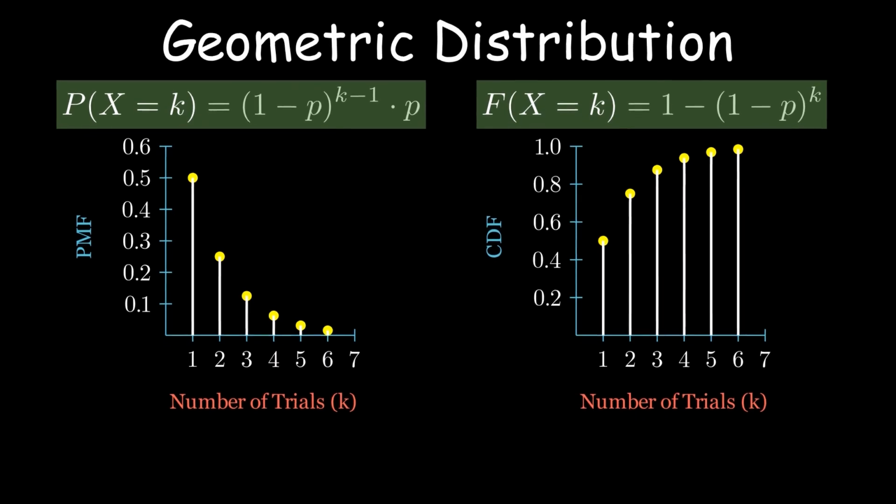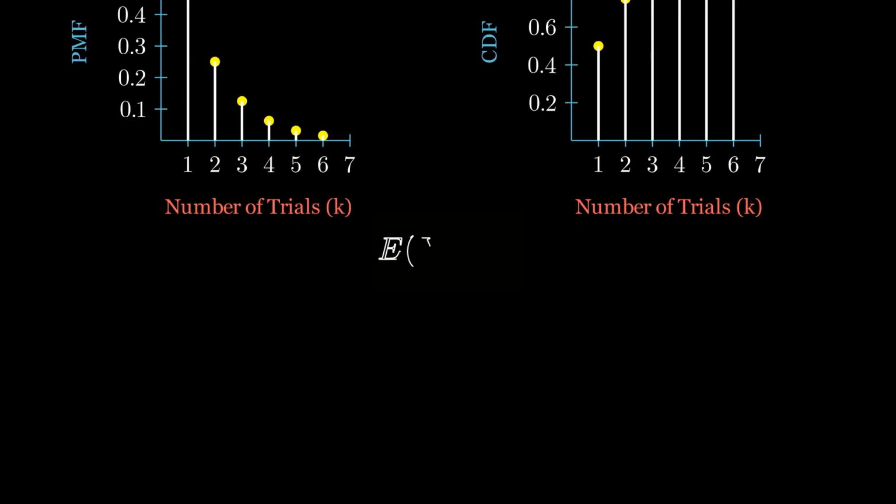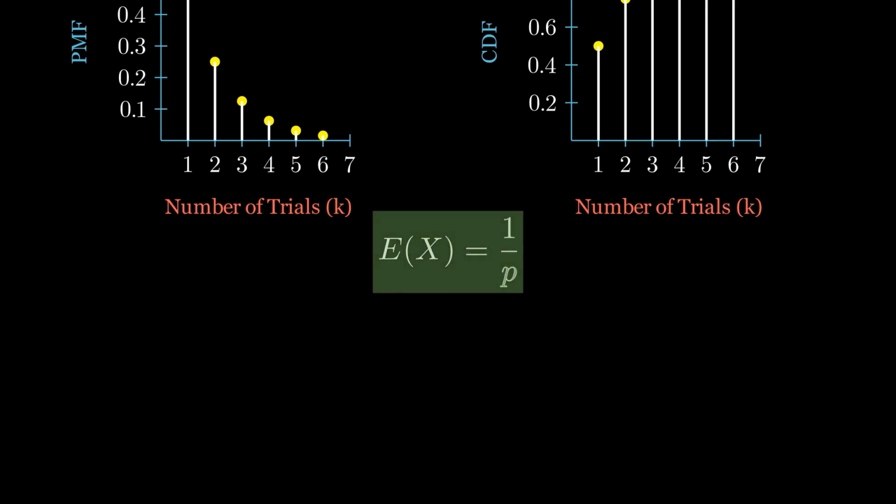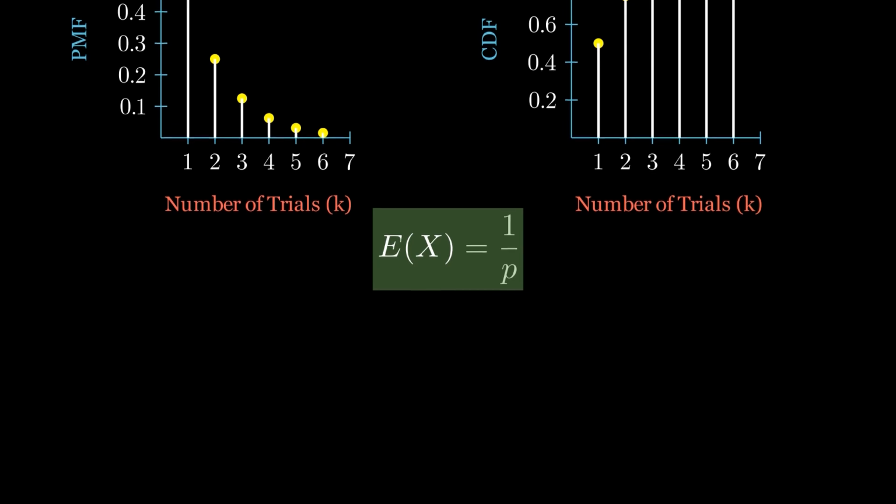The expected value of the geometric distribution is defined as follows. Here, E of X is the expected value of the random variable X. The expected value of a geometric distribution represents the average number of trials required to get the first success. Let's take a use case to understand the geometric distribution better.